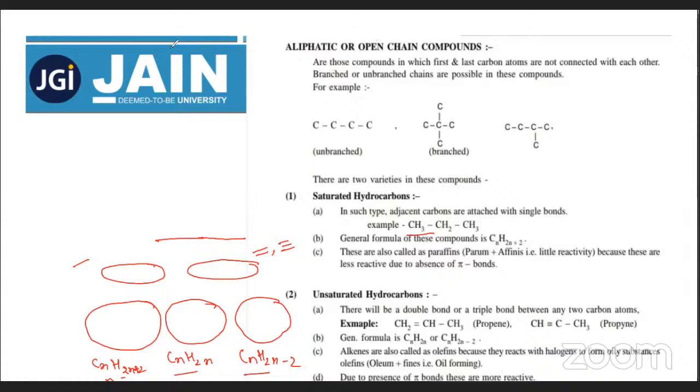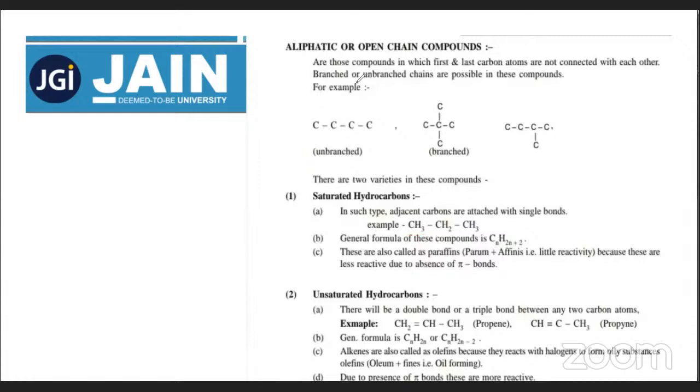Let's start with aliphatic or open chain compounds. We can classify them into branched chain and unbranched chain. Don't read too much theory, just see the examples. Aliphatic means open chain, not cyclic. If something is cyclic, it ends where it started, but in this case they are not cyclic. So we have two possibilities, unbranched or branched. In this also we have two possibilities: saturated hydrocarbons, that is alkanes, and unsaturated hydrocarbons, that is alkenes.